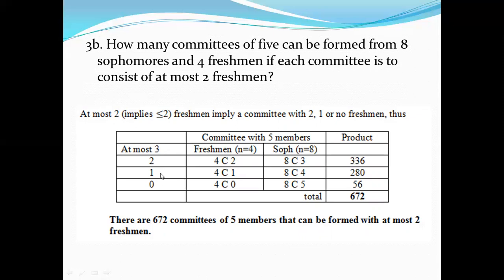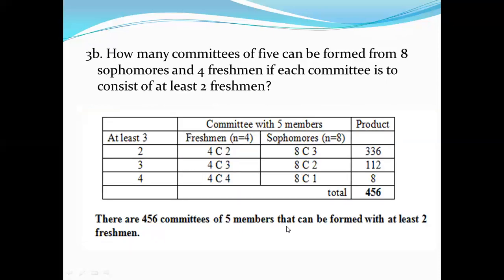Okay, next we have 1. So this is choosing 1 from the freshmen. So since magpo-form tayo ng 5, kulang tayo ng 4, so we get the 4 from the 8 sophomores. Again, multiplying this, we have 280. And 0. Pwedeng wala tayong freshmen na makuha. Lahat ng members natin would be sophomore. So you have 56. And then, we add these 3 products. So you have 672 committees of 5 members that can be formed with at most 2 freshmen.